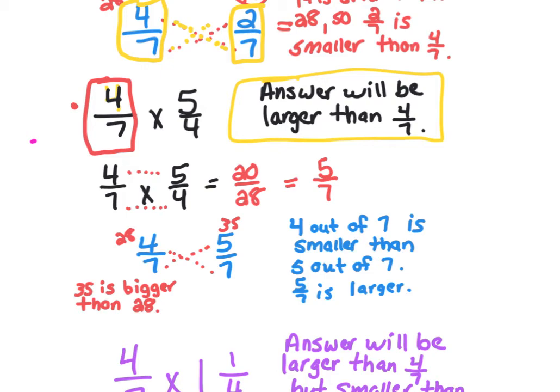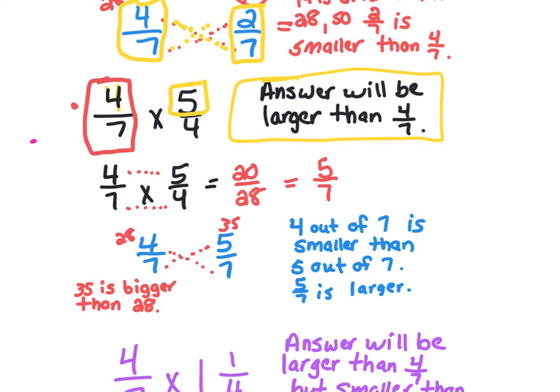Well, remember what I said to you. If you have an improper fraction, the numerator is larger, so your answer's got to get larger. Your answer is going to be larger than the fraction you started with. So you started with 4/7. Your answer is going to be larger than 4/7 because you have a large number on top. Your numerator is larger than your denominator, so your answer is going to be larger because technically 5/4 is a whole number, and anytime you multiply times a whole number, your answer is going to get bigger than the fraction you started with. So let's check it to make sure.